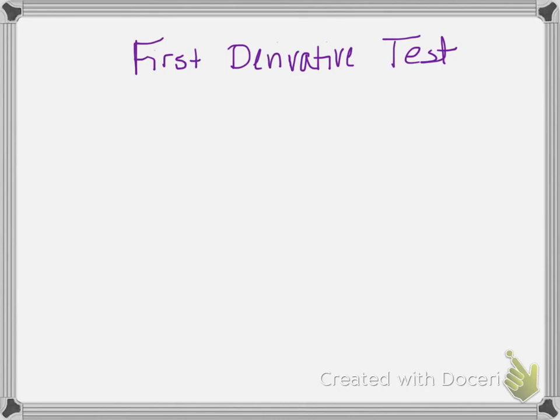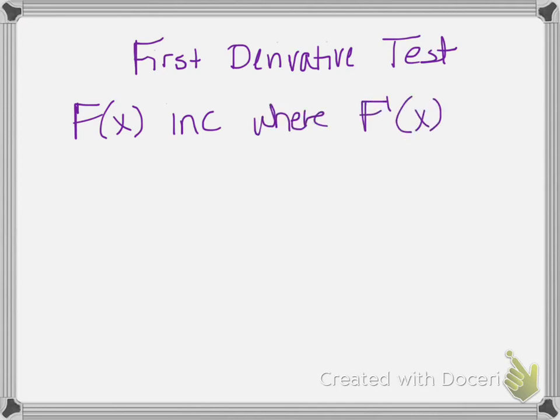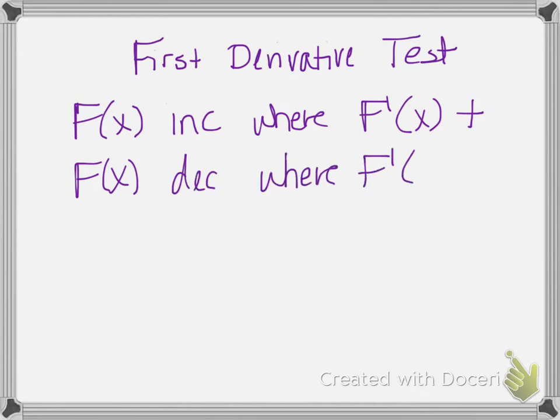So, basically some rules about the first derivative test. F of x is increasing where the first derivative is positive. I think that makes sense because the first derivative shows you the slopes, and where the slope is positive should be where f of x would be increasing. F of x would be decreasing where f prime of x is negative. Again, that should make sense.